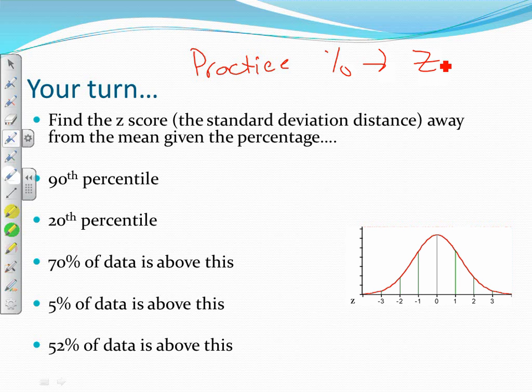Find the z-score or the standard deviation distance away from the mean given the percentage. So if you're in the 90th percentile, what's your z-value? If you're in the 20th percentile, what's your z-value? If 70% of your data is above this value, where are you? If 5% of your data is above the value, if 52% is above your value, find your z-score. Get all 5 answers. Check your answers with a neighbor. I want to see all 5 either on your calculator or written down. I will do them as well.